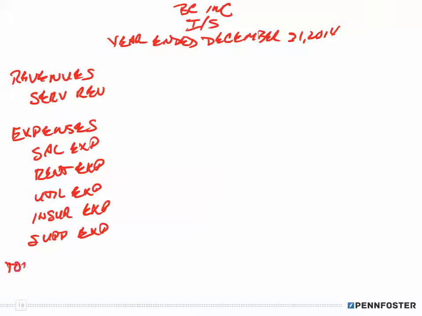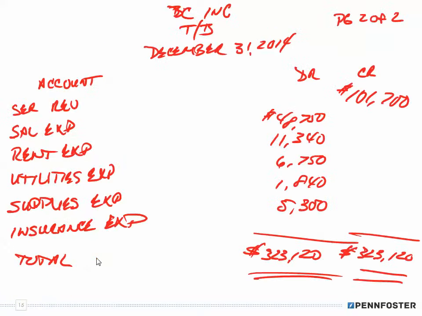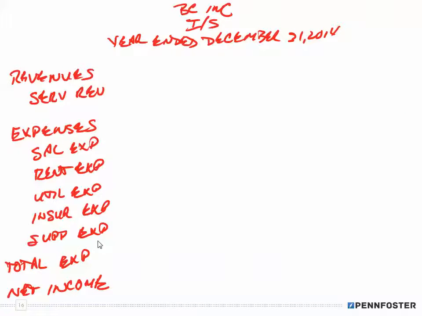And I write total expense because I'm going to have a total of my expenses. And then I'm going to have my net, whatever it is, income or loss. I'm going to assume right now that we're going to have net income. And remember, we're getting this information from our trial balance right here. Here's my revenue account, and here's all of my expense accounts. So when we create the trial balance, we use the trial balance in order to create our financial statements.